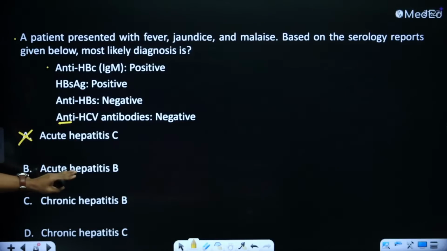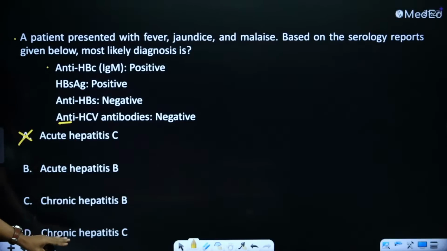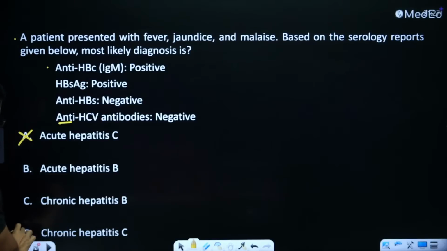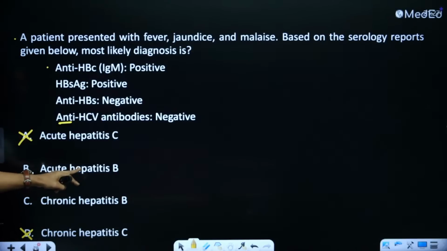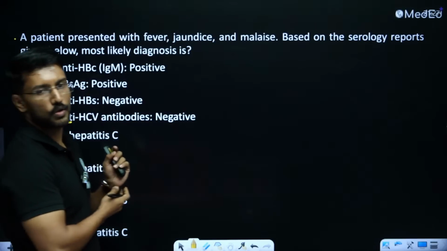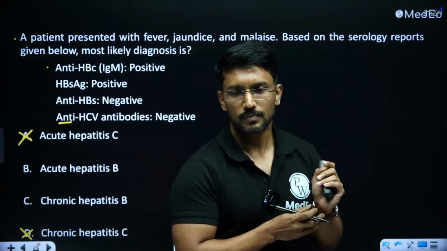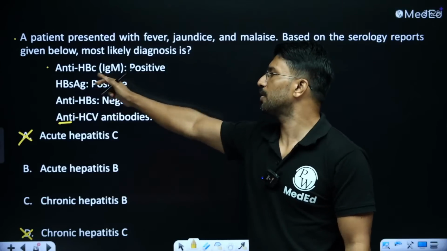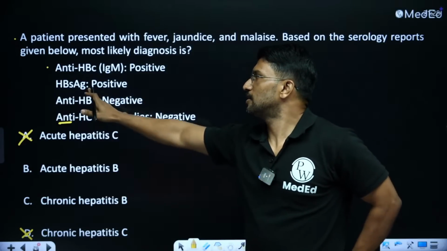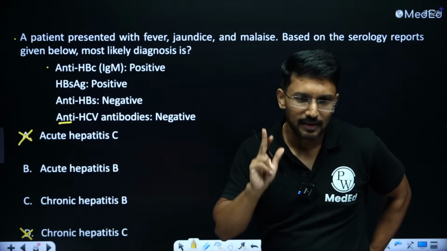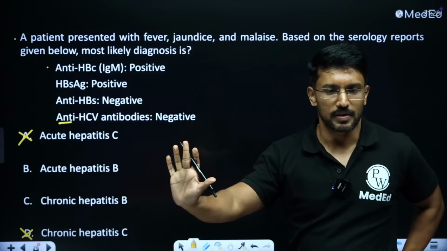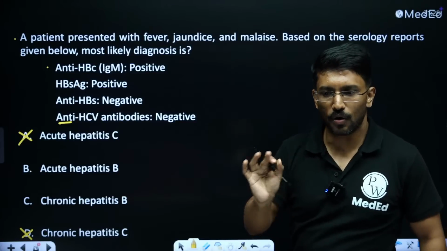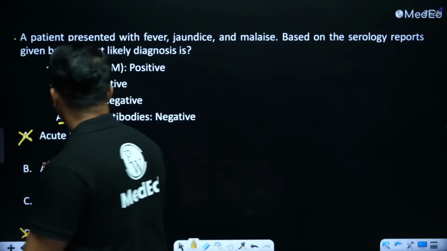So is it acute hepatitis B, chronic hepatitis B or chronic hepatitis C? So chronic hepatitis C is also ruled out. I have to decide between acute and chronic hepatitis B. So what do you think it is? Am I dealing with acute hepatitis B or chronic? What is the clue here? HBsAg positive means there is hepatitis B infection present. It doesn't tell you whether it is acute or chronic.